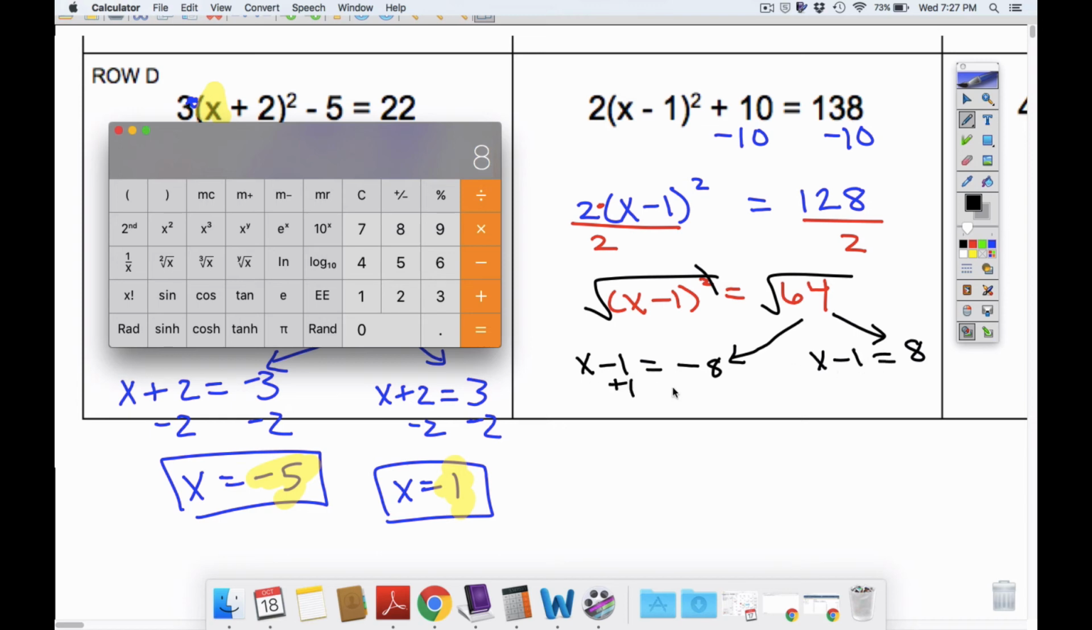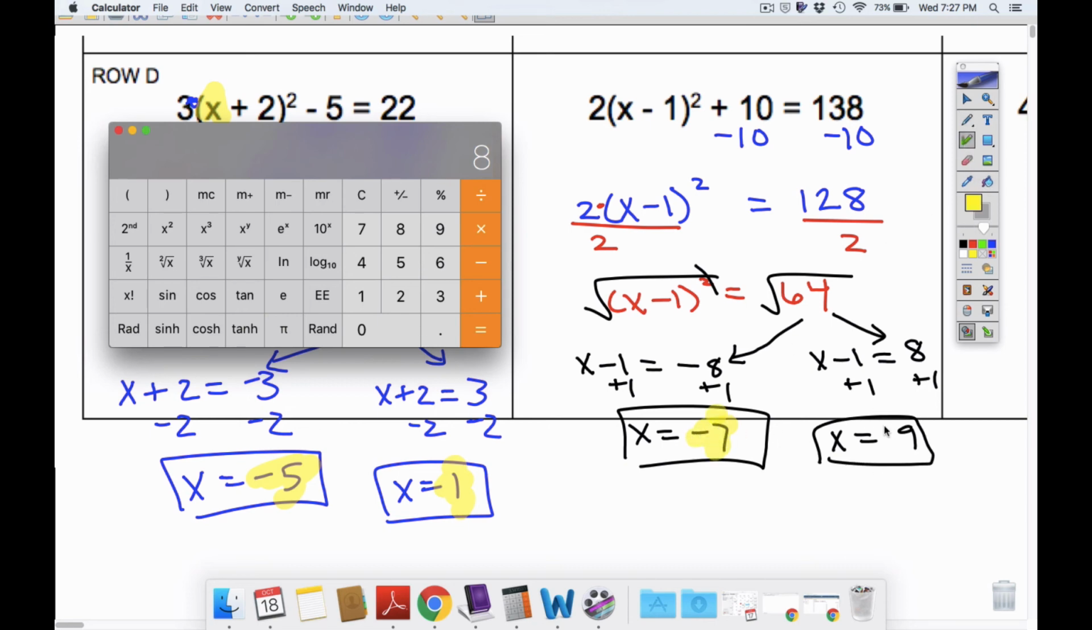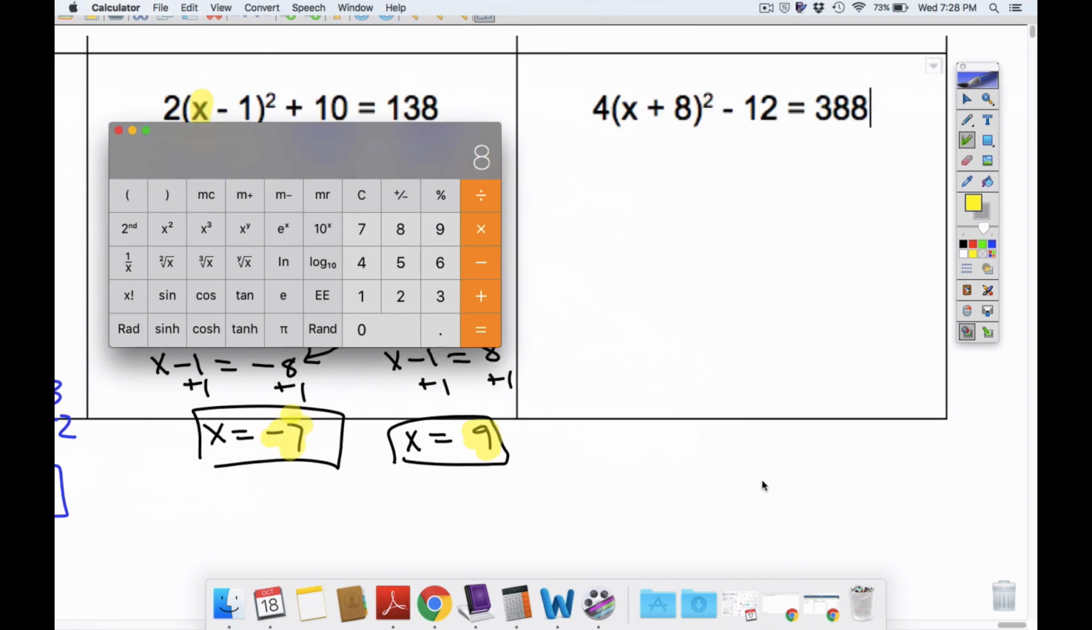And then here I'm going to add 1, and get x is equal to negative 7. Here, add 1, x is equal to 9. Then I should go ahead, take my answers, plug them in for x. And I will let you try that and make sure that it is in fact 138 that we get when we plug in negative 7 and we plug in 9. And then after that, go ahead and do this last example, and then we'll call it a day.